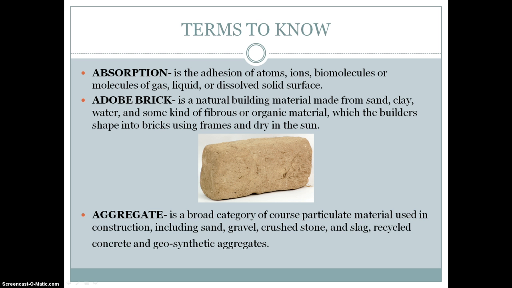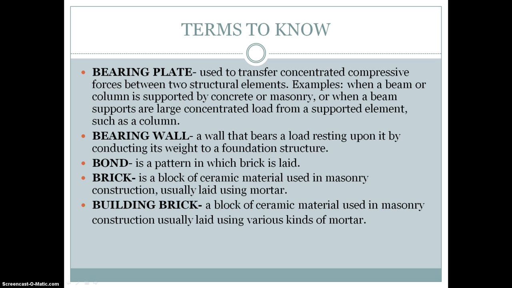Okay, then we have aggregate, which is a broad category of coarse particulate material used in the construction, including sand, gravel, crushed stone, and slag, recycled concrete, and geosynthetic aggregates. An aggregate is put into the brick to help shape it and help it keep its form. Okay, bearing plate is used to transfer concentrated compressive forces between two structural elements. So for example, when a beam or column is supported by concrete or masonry, or when a beam supports a large concentrated load from a supported element, such as a column.